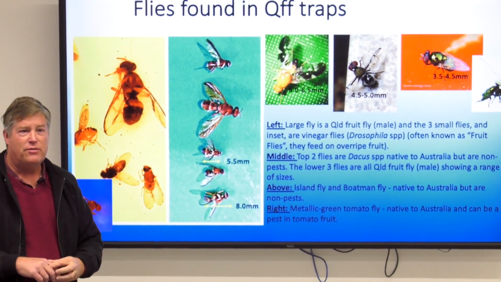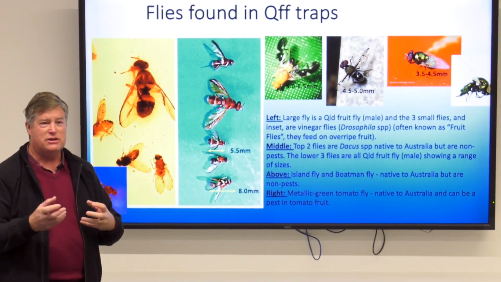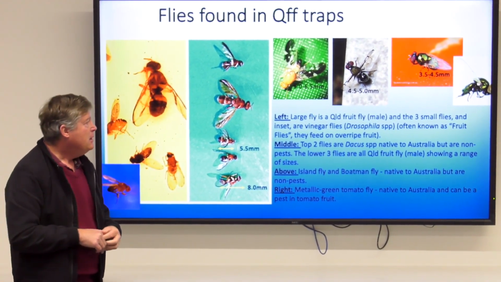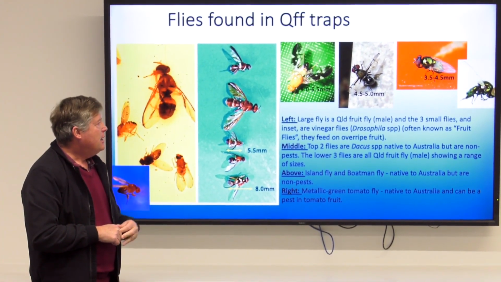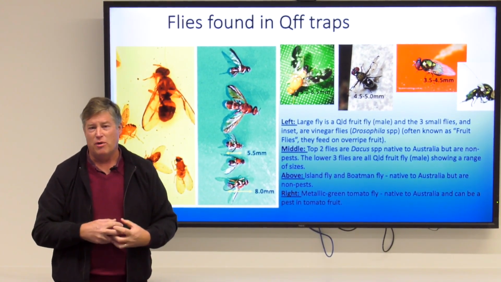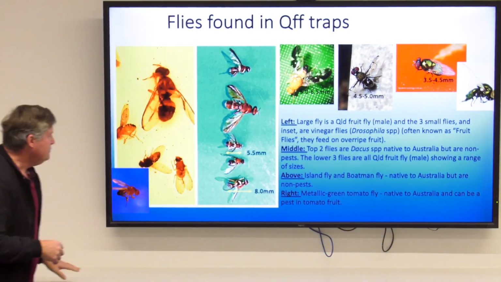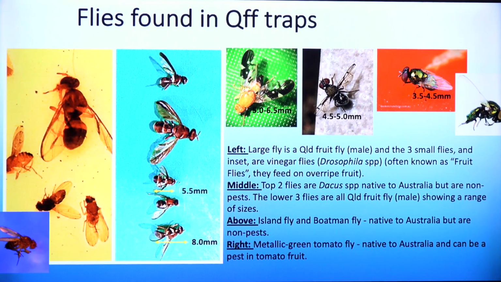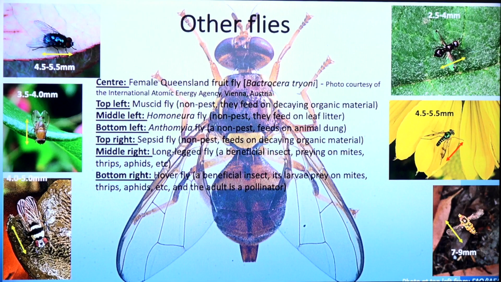I don't know if you've got them around here, but their larvae just look like Queensland fruit fly larvae. You do have them, yeah. A native insect can be a pest, particularly in fruit that's overripe on the vine. Very shiny green. It's sort of pretty, except they get into your tomatoes.